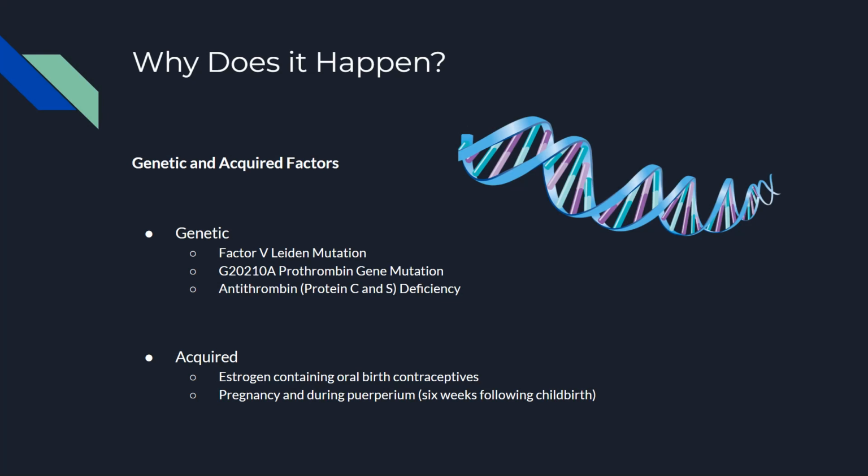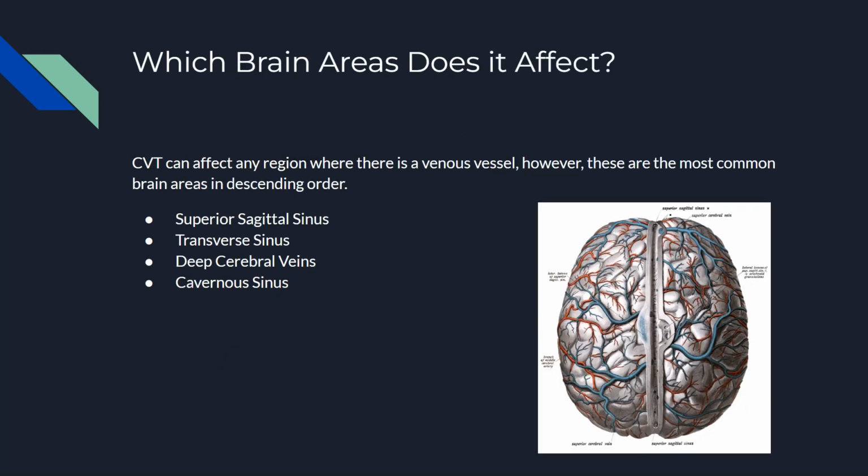Estrogen and progesterone increase plasma fibrinogen and decrease antithrombin 3 production, promoting blood clots. Risk is also increased during pregnancy and during puerperium because estrogen levels during those times are higher.